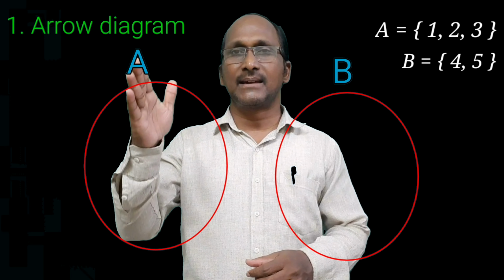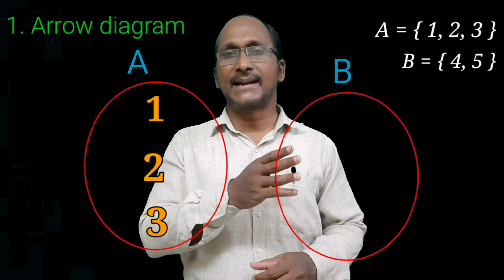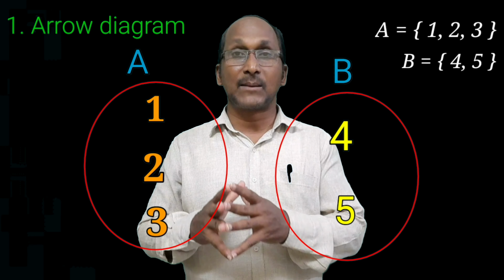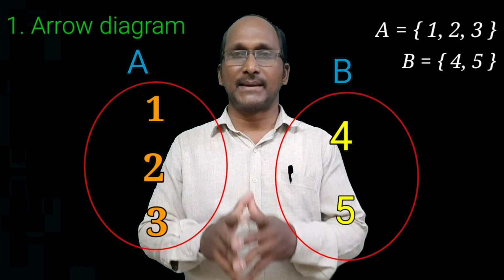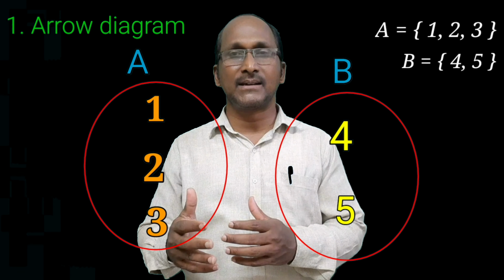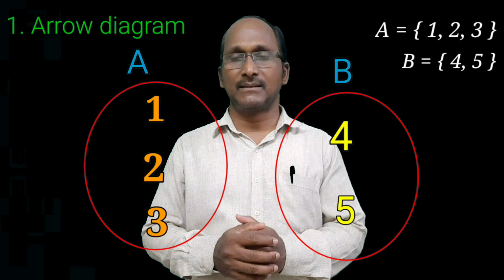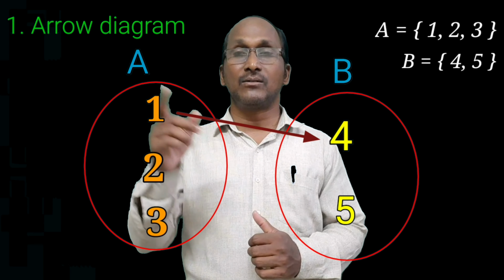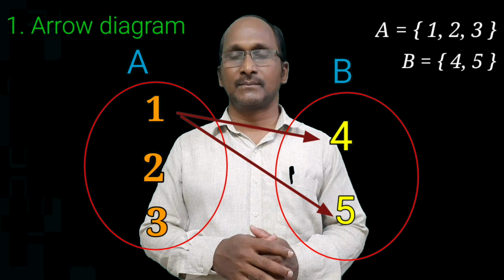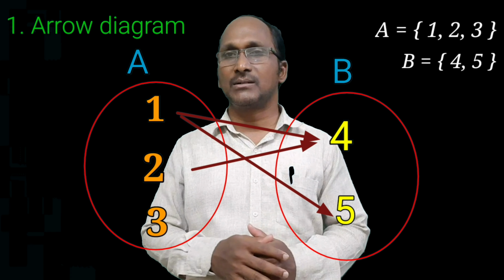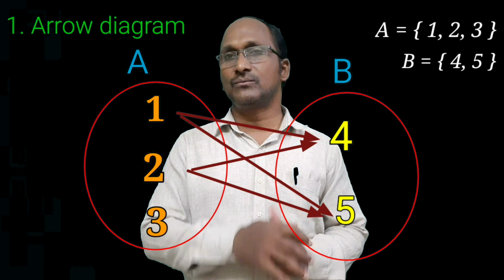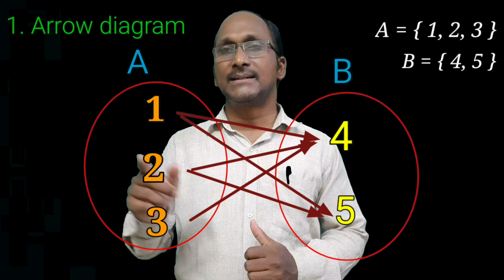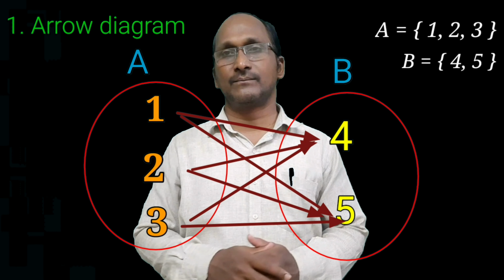Now A contains elements 1, 2, 3 and B contains the elements 4, 5. Now let us make the possible ordered pairs, nothing but possible relations. So 1 is assigned to 4 and also 1 can be assigned to 5. 2 can be assigned to 4, 2 can be assigned to 5, 3 can be assigned to 4 and also 3 is related to 5.